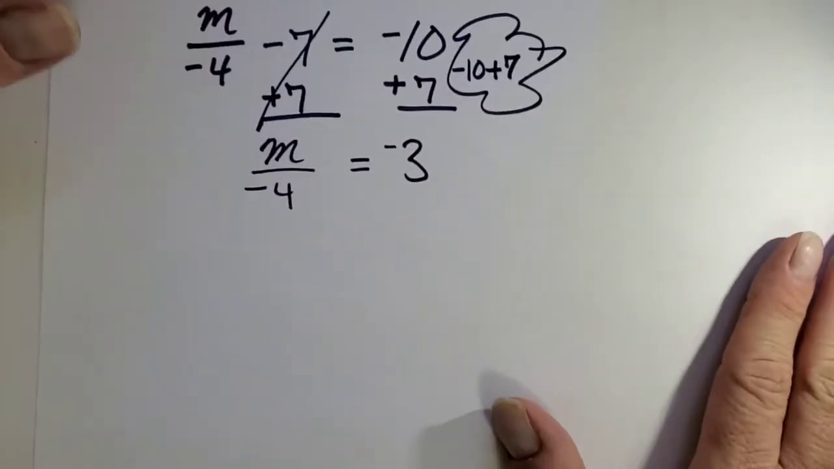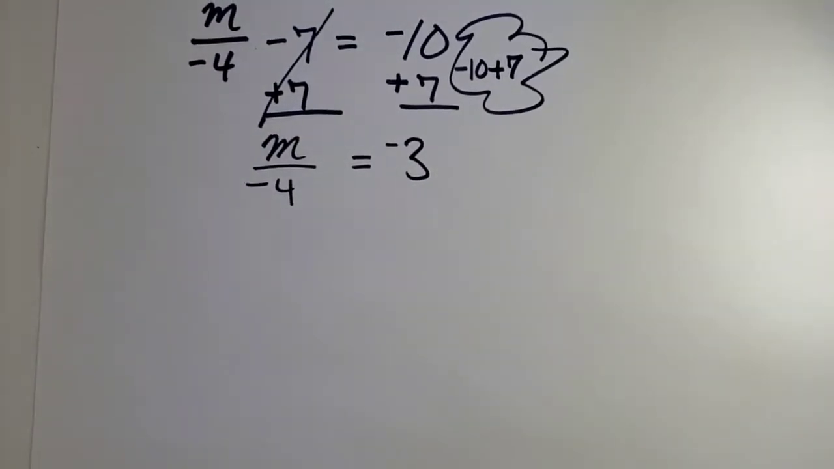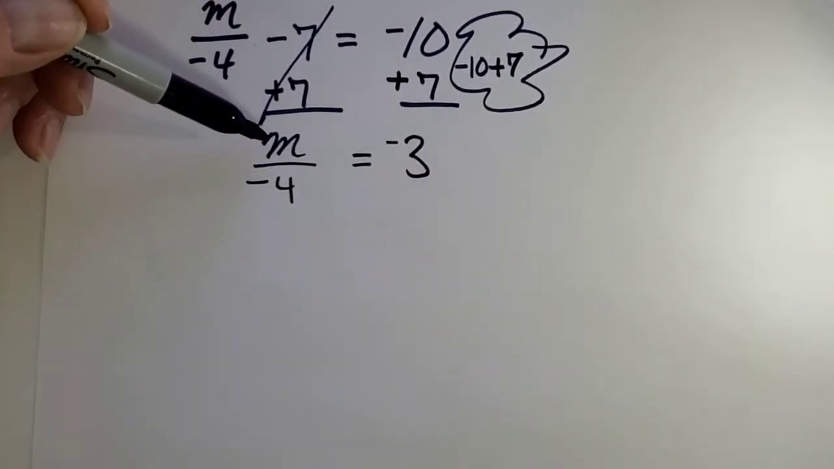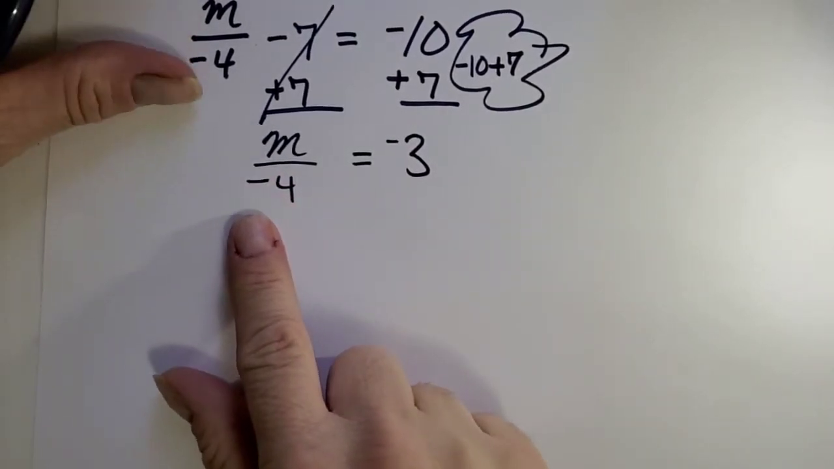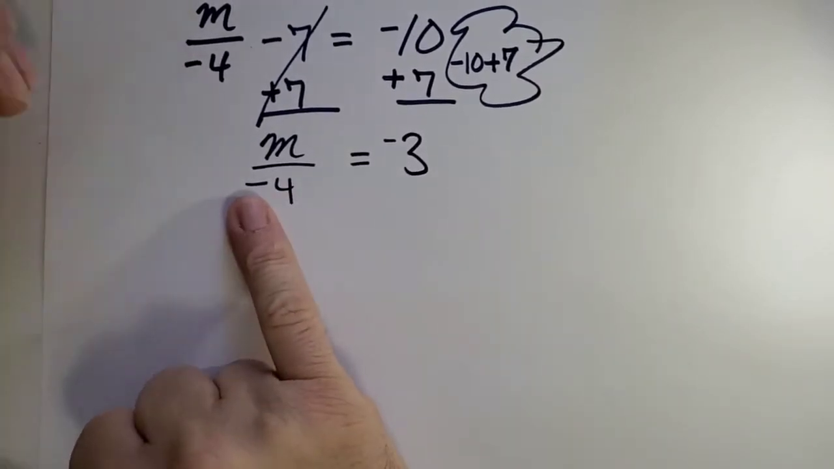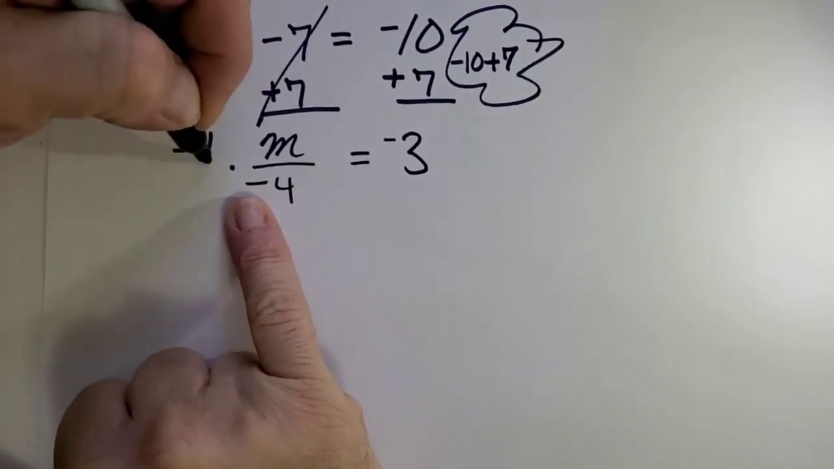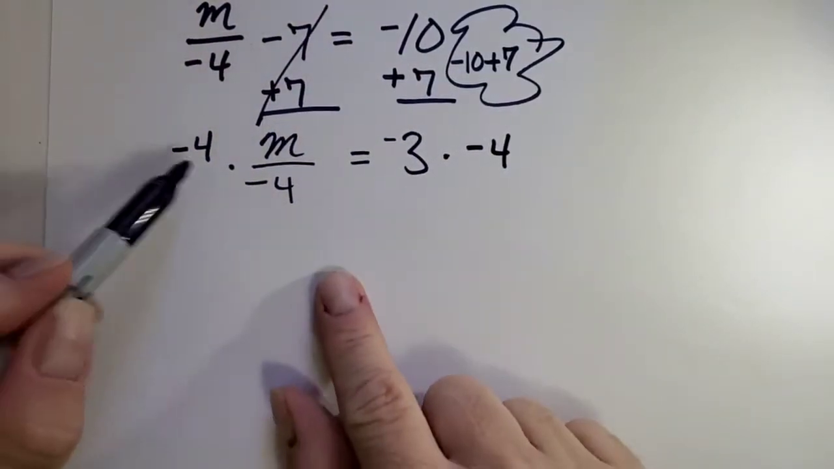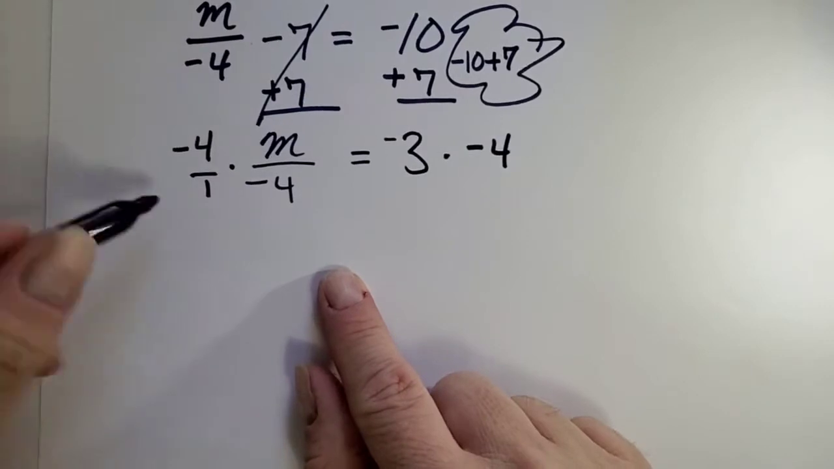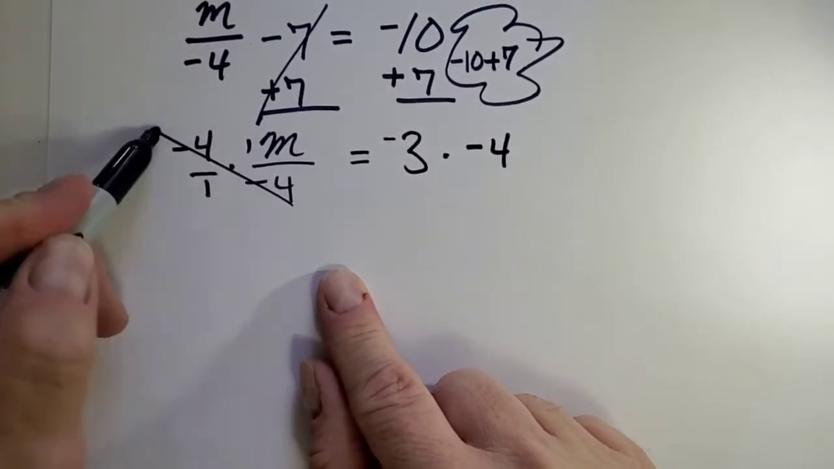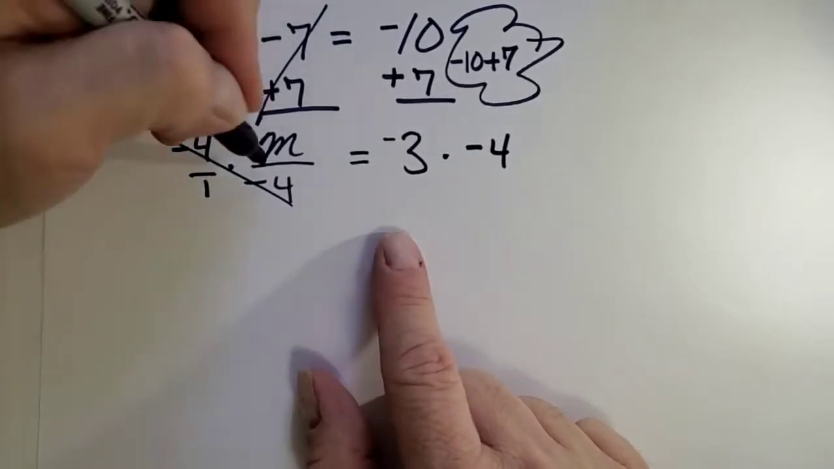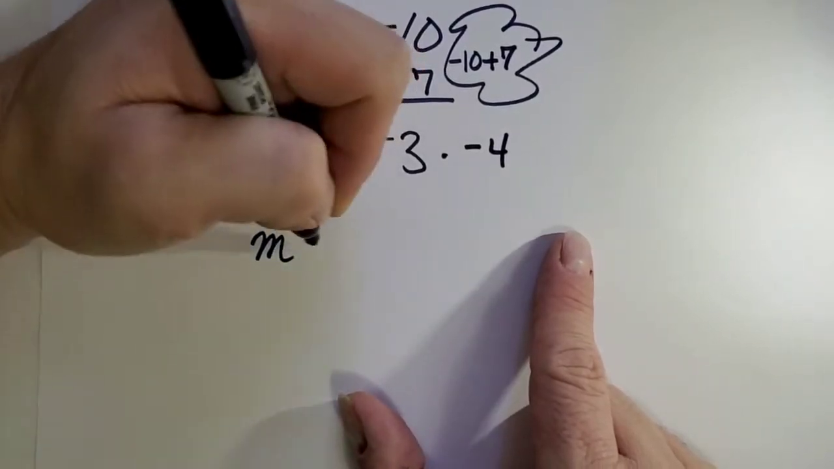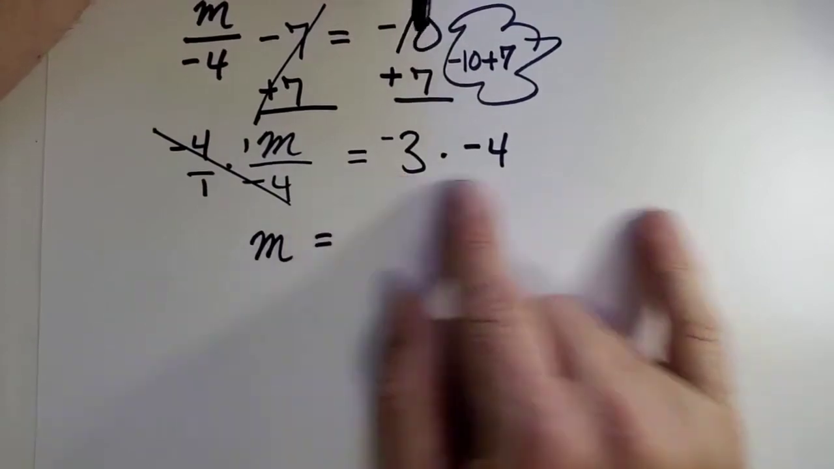Okay, all right. So we're down to one last step. We know that this is the coefficient. This is the variable term. It's being divided by negative 4. So what we're going to do is take that negative 4, and we're going to multiply it to both sides. Okay, and then these cancel immediately because this is truly that, and this is truly that. But you don't have to write all that. Just put the negative 4 up here, cross them out. Your variable is equal to the product of negative 3 and negative 4.